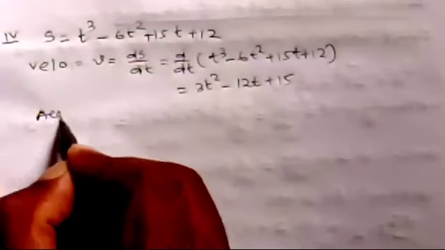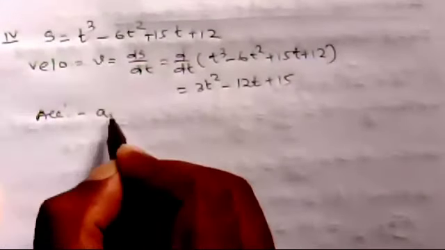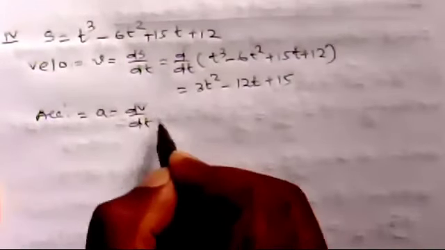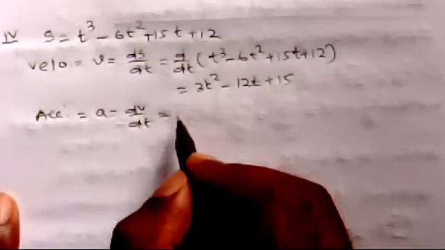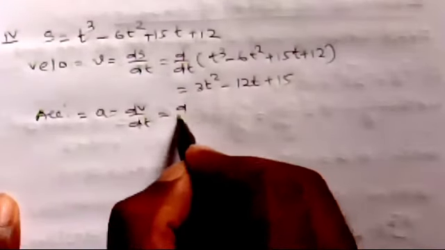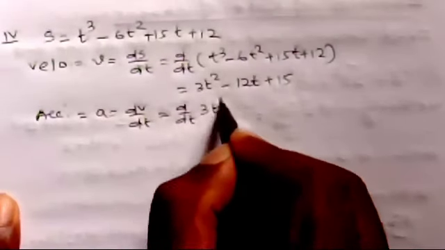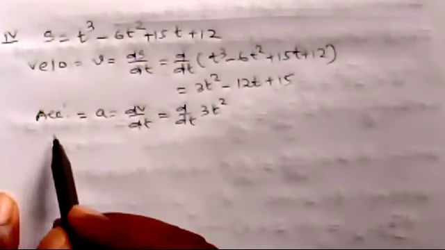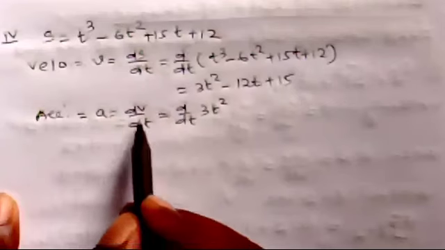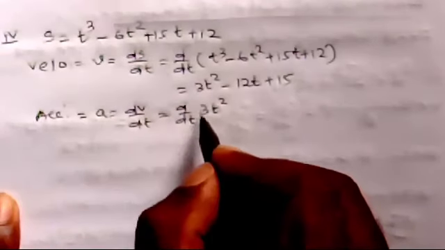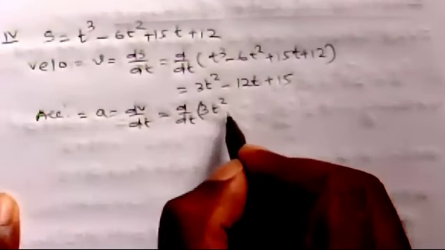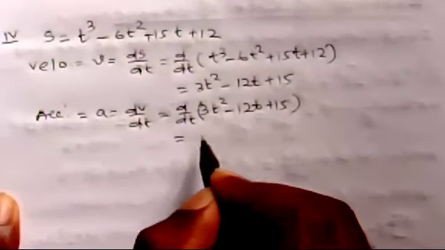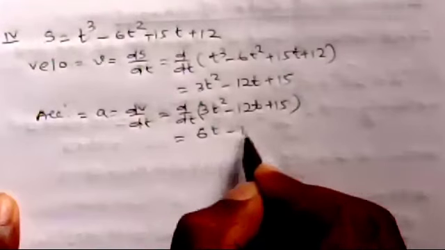Then is the acceleration. Acceleration a is equal to dv/dt, and this is the derivative of velocity. Velocity is 3t² minus 12t plus 15, and this gives 6t minus 12.